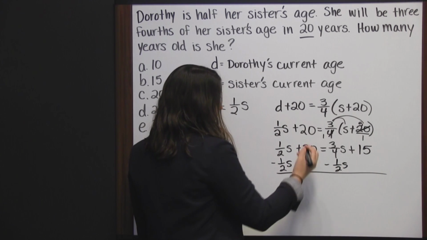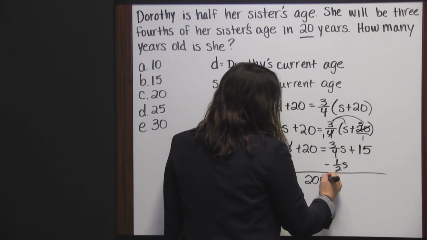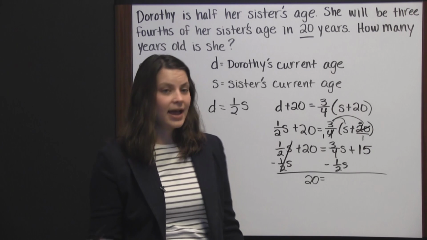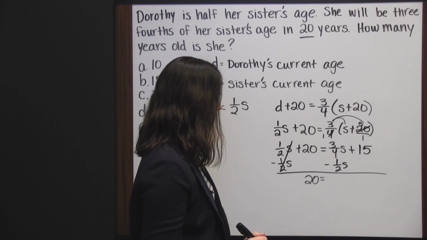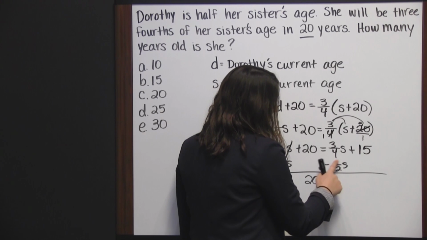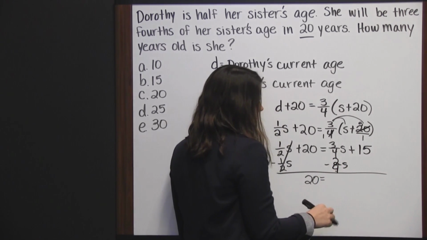1/2 s minus 1/2 s is 0. I'm going to bring down 20, and that equals. Now, to subtract fractions, I have to have common denominators. So 1/2 is also 2/4. So I'm going to change 1/2 to 2/4 so that I can subtract these.